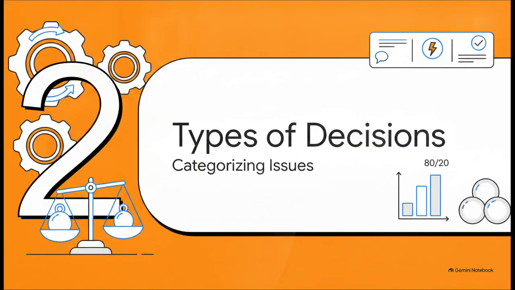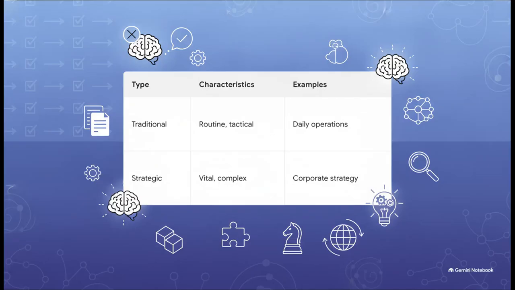Moving on to Section 2. Types of administrative decisions. Look, a truly great leader knows that not all problems are created equal. A real strategist categorizes issues to avoid wasting precious cognitive energy. Think about it. You definitely shouldn't be burning 3 hours debating which coffee brand to buy for the break room when you have a massive corporate strategy to figure out.